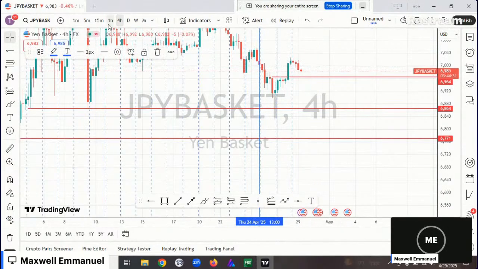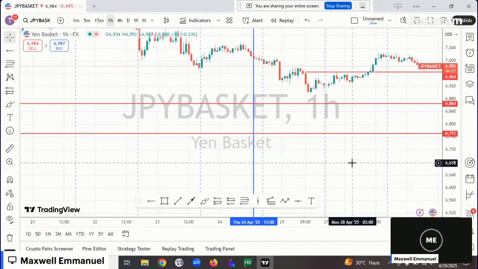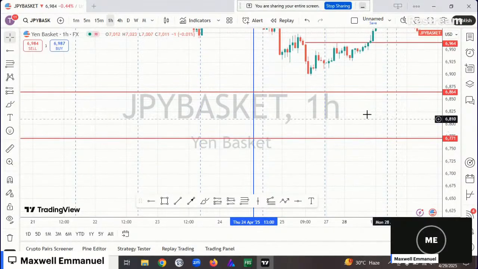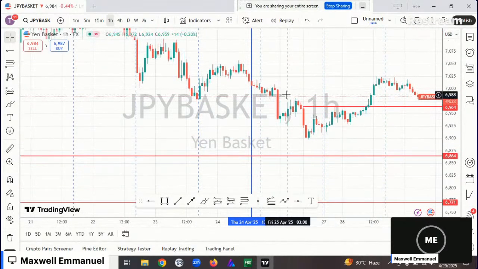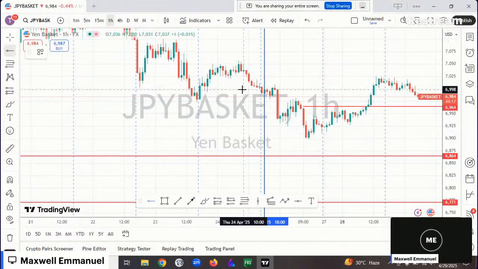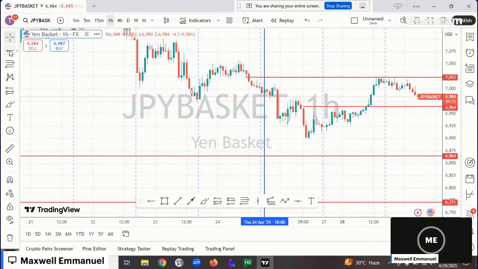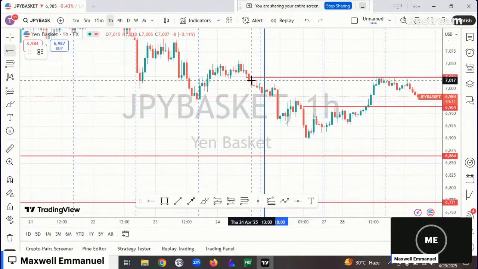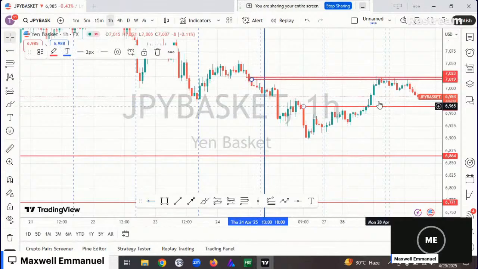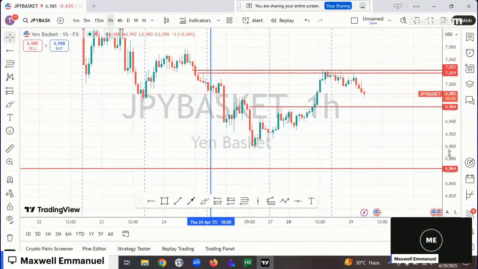1 hour so that you're able to see the fair value gap clearly. Okay. So on 1 hour, you can see the fair value gap here. It's obvious here. This is the fair value gap. That is the reason for that pullback, and that fair value gap has been filled.